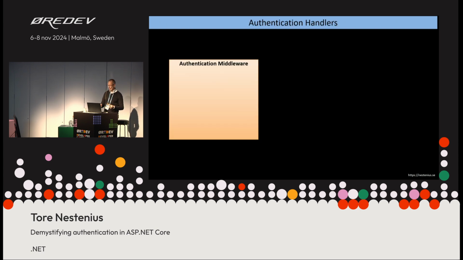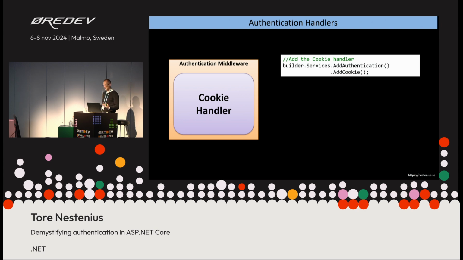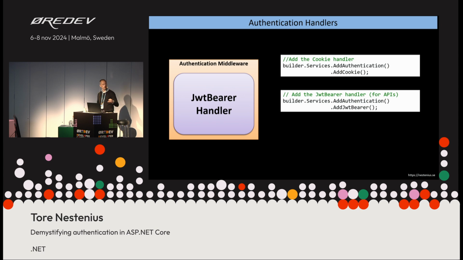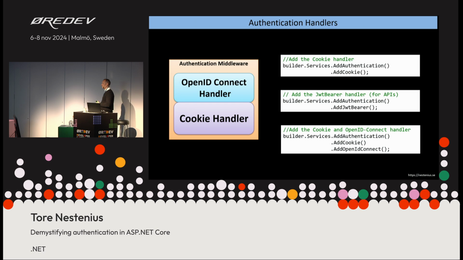So inside it, we have a set of handlers. And we add those handlers to the authentication middleware using AddCookie, for example. We might use the AddJwtBearer handler, or we might add both cookie and OpenID Connect. So we can add one or more authentication handlers to this middleware because the middleware is currently just empty in our application. So we need to add an implementation that describes and has some functionality.